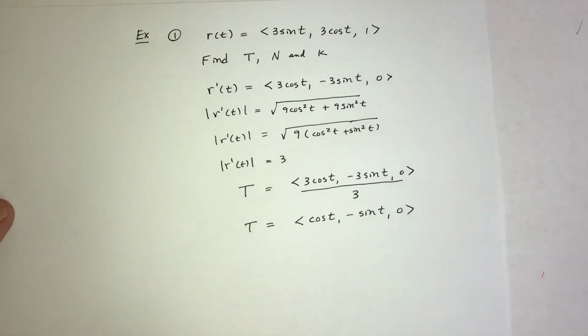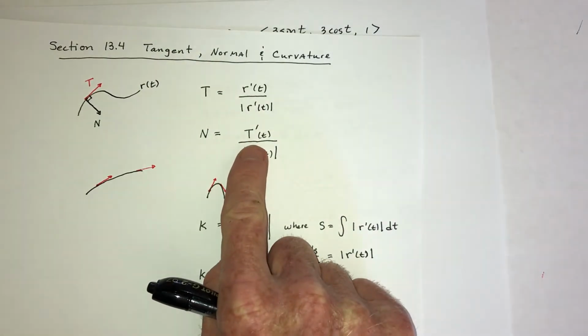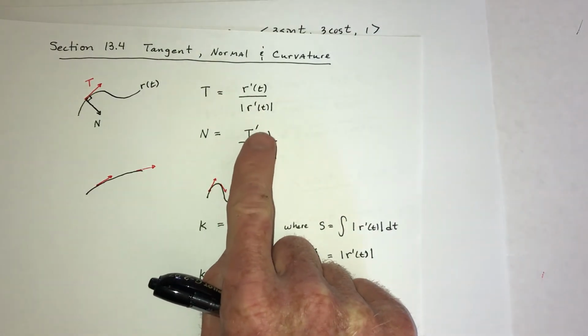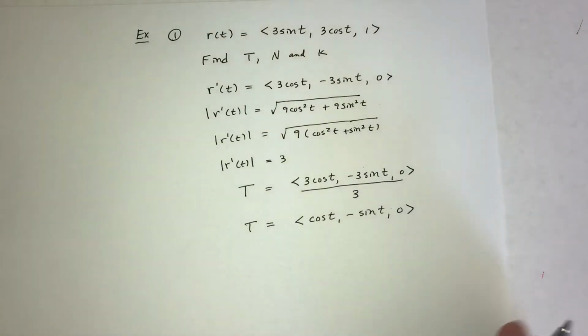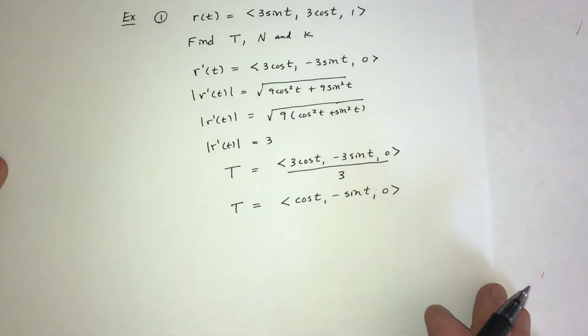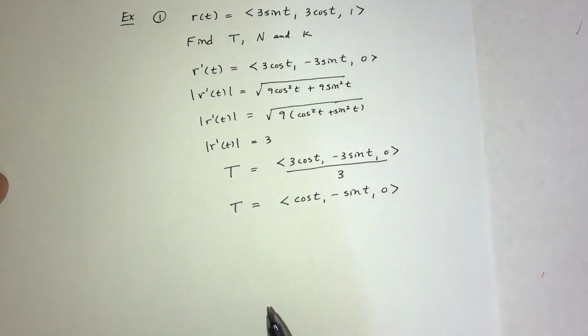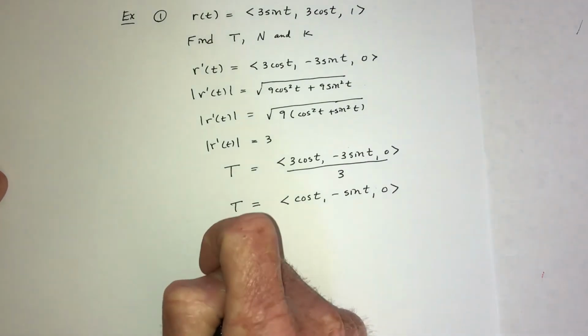Next up, how about the normal vector? So for the normal vector, you now just take the answer that you just got, find its derivative, and divide by its length. It's like the same process over and over again. Just take the derivative again, divide by its length.